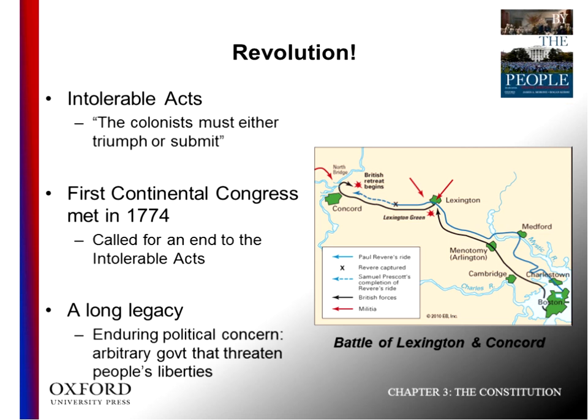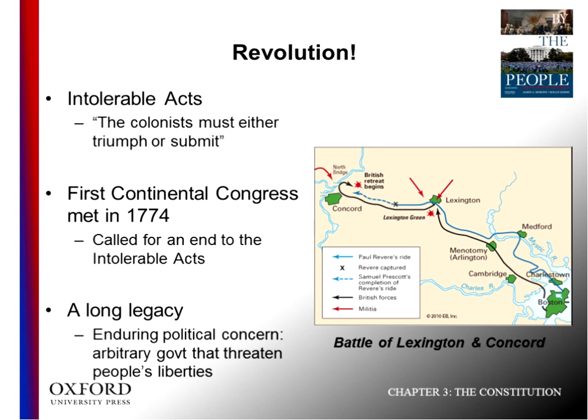Now, the British were absolutely furious. They said, this is it. And they passed what's known as the Intolerable Acts. And they said the colonists must either triumph or they will submit. And so they closed down Boston Harbor, they abolished town meetings, they authorized the quartering of troops in any home in Massachusetts. They basically put the state of Massachusetts under military control, and the generals were in charge.